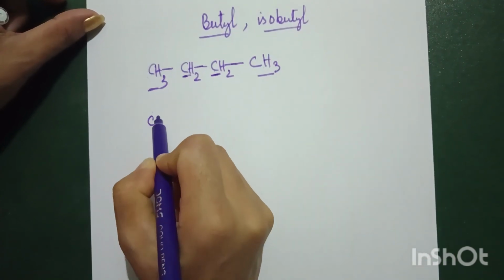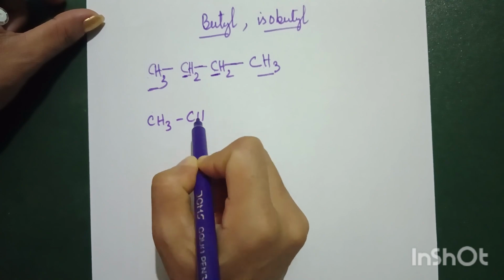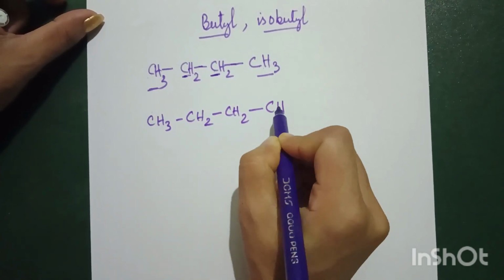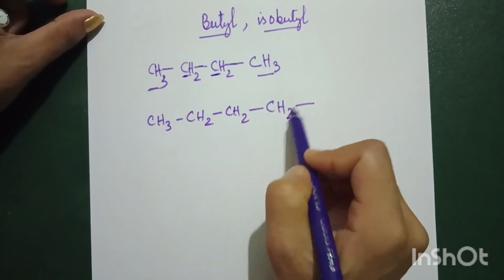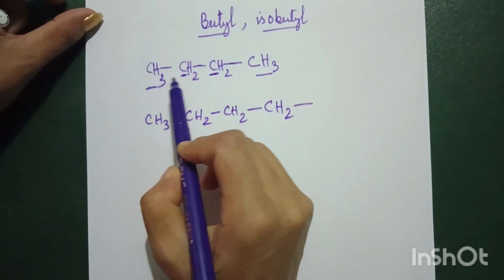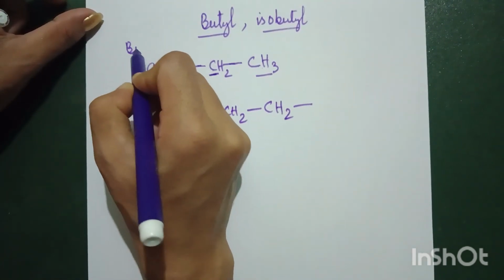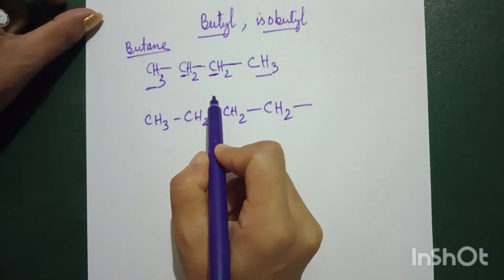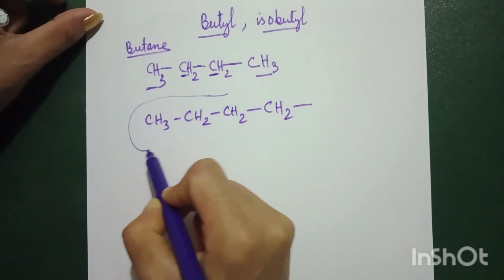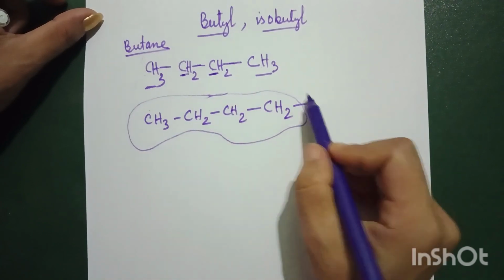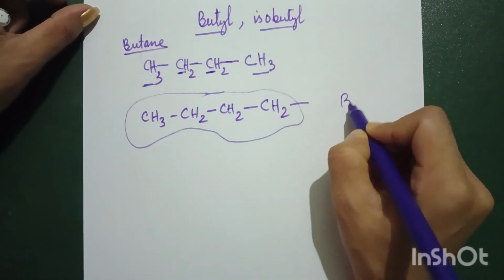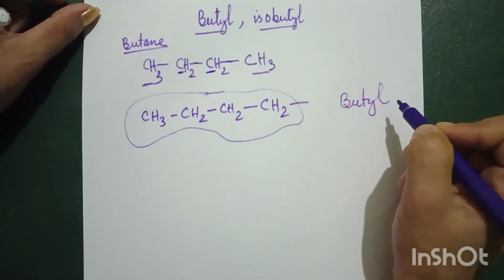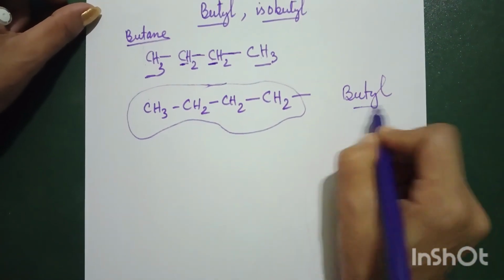Let us remove one of the terminal hydrogen, CH3, CH2 and CH2. Let us remove this one, CH2. We have removed one hydrogen from the alkane, or one hydrogen from the butane. So this is your butane. We have removed one of the hydrogen from the normal butane, from the straight chain butane. Now this is not butane as we have removed one of the H from here. So this turns into butyl. The first carbon hydrogen we have removed, so it is butyl. Okay, so this turns into butyl.